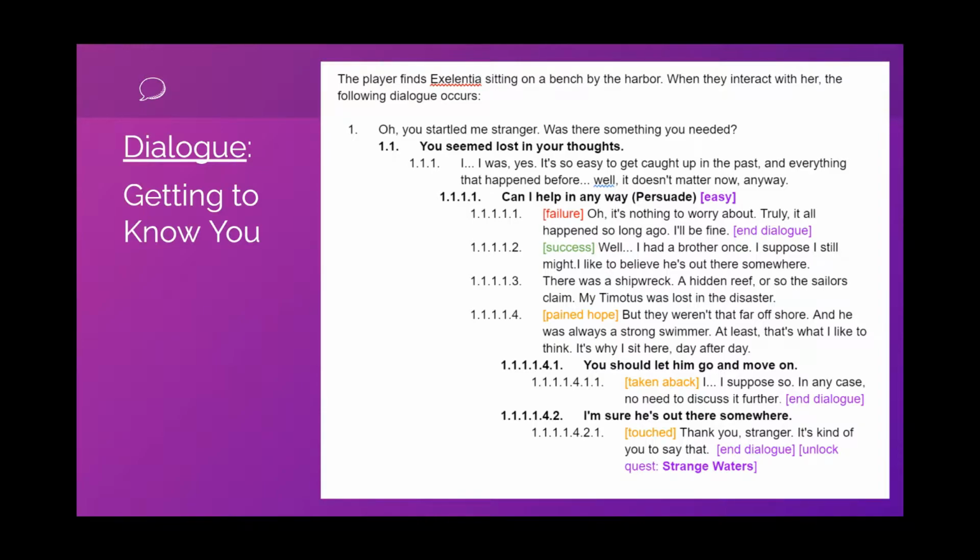She doesn't trust you. That's a nasty thing to say to someone who is hoping that their loved one is still alive. So she just says, "I suppose so, no need to discuss it further." Dialogue ends. In this case, I probably would lock after that. I just didn't put it in for some reason. But that would be a good case for her no longer to trust the stranger with anything about her life. And you would lose the opportunity to have a quest.